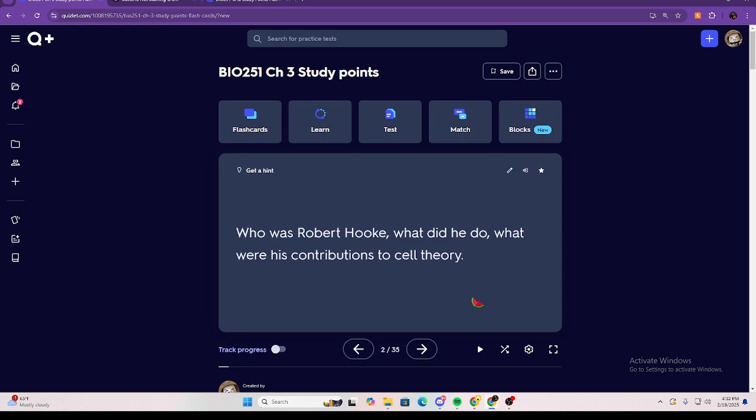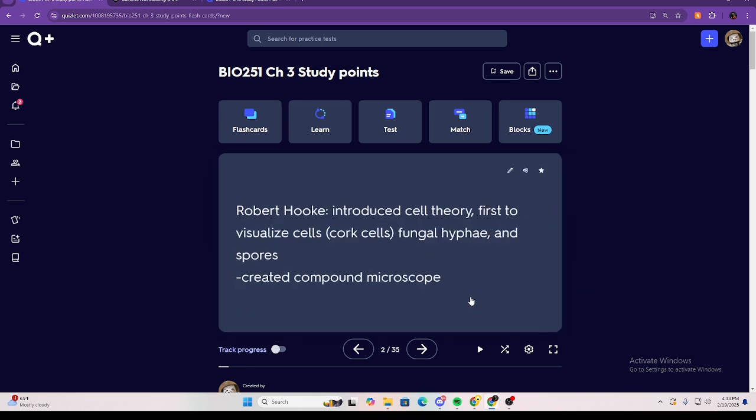So Robert Hooke, we already discussed who he is and what he does, but basically, to reiterate, he introduced cell theory, and he was the first to visualize cells, fungal hyphae, and spores. And this was through the compound microscope, which he created. The reason why it's called cork cells is that when he looked at it, it looked like layers of cork to him.